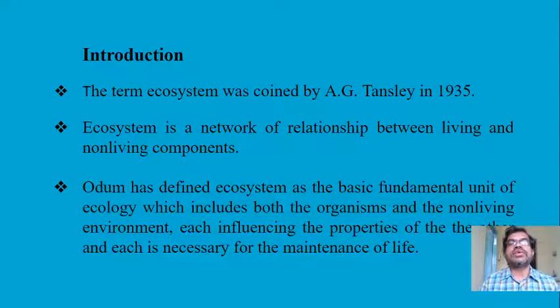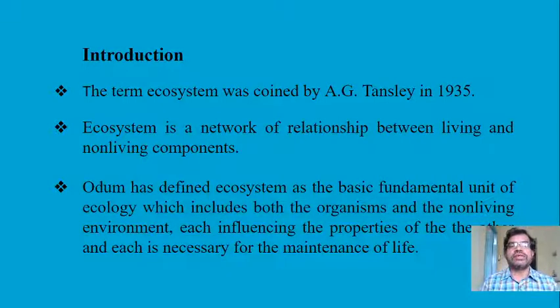The term ecosystem was coined by A.J. Tansley in the year 1935. So ecosystem is a relationship between the living and non-living components. So there is a constant interaction between living and non-living components in an ecosystem. So the maintenance and regulation of an ecosystem is based on the interaction between the living and non-living components.